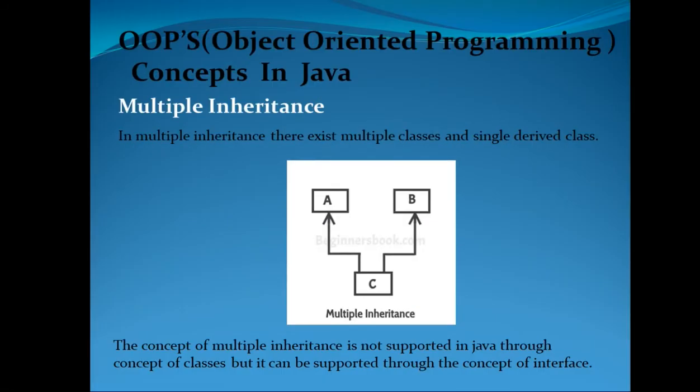Next one is multiple inheritance. In multiple inheritance, there exist multiple base classes and a single derived class. That is shown in the diagram. Here we have multiple base classes, but a single derived class. The concept of multiple inheritance is not supported in Java with classes, but it can be supported through the concept of interfaces.